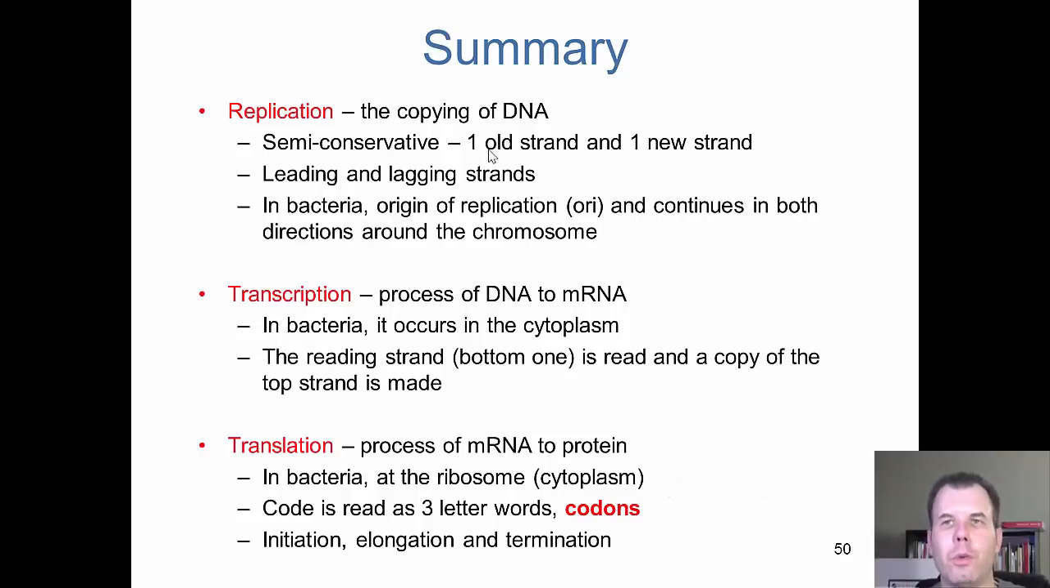And again, 3-letter words. It goes through the process of initiation. It always starts at AUG. You have elongation, where you add more tRNAs to bring more amino acids in as it chugs down the line. And then finally you come to the stop codon. The process falls off at that point and the protein dissociates along with the ribosome. And then you are ready to begin again.